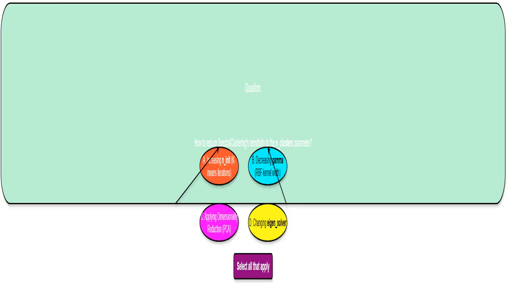I'm tackling a problem where scikit-learn's spectral clustering is too sensitive to the number of clusters I specify. I want to make it more robust, less fussy about that parameter. So I'm exploring strategies to improve its stability.